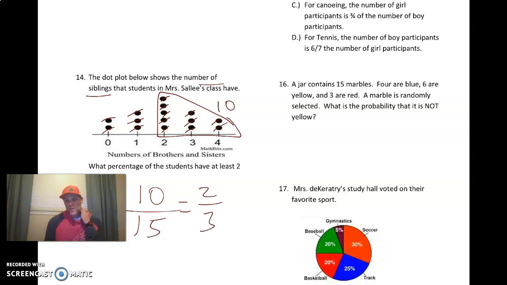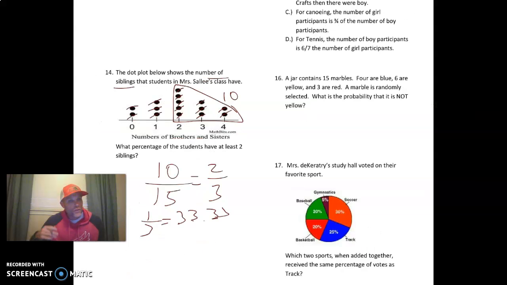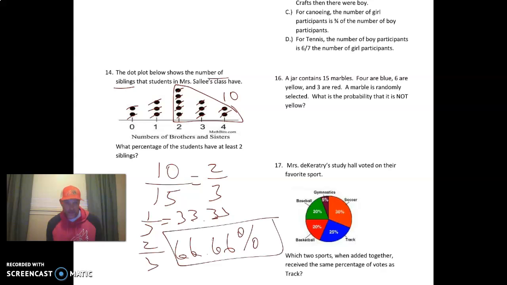2/3 is one of those fractions or ratios that you should just know the percentage of. If I give you $100 and you split that $100 between 3 people, what is each person going to end up with? Each person, 1 out of 3, is going to get $33.33. So for 2 people, 2/3 would be $66.66 as a percent.